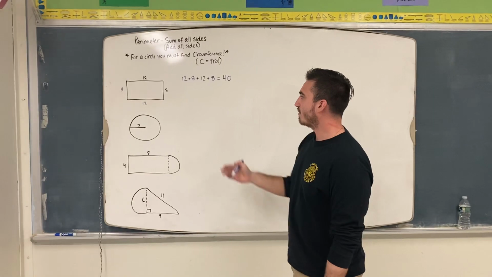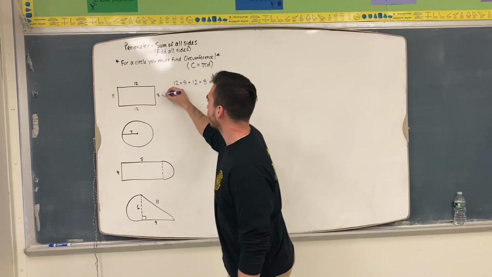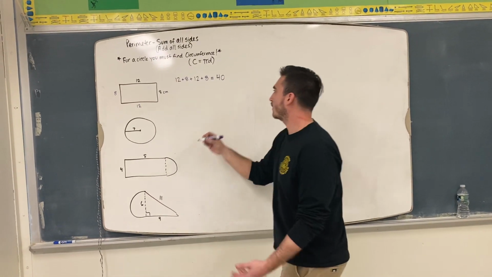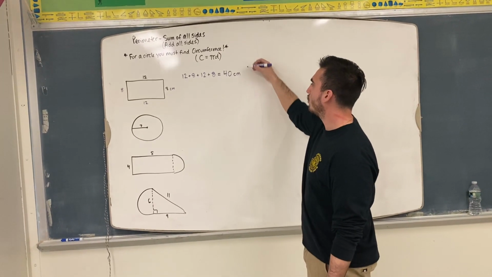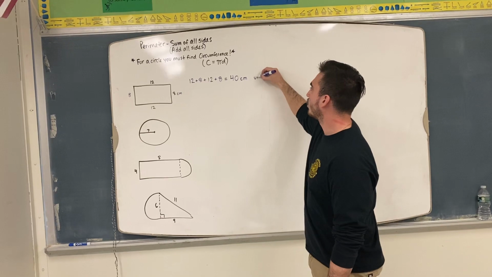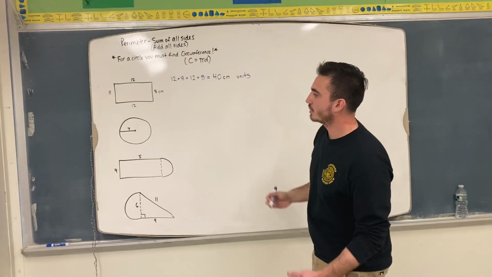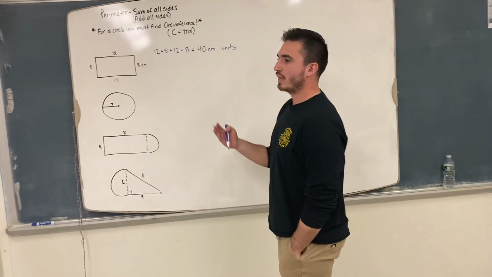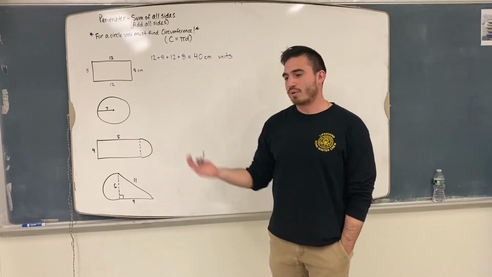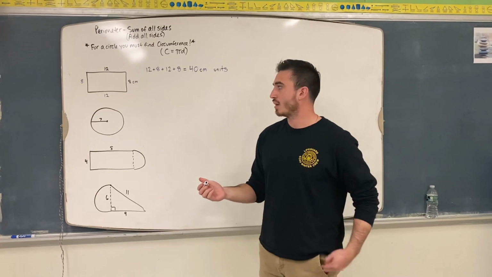So if it did have units, if they told us this was centimeters, or feet, you would then just add your units. If they do not give you anything, you would just write down 40 units, just to have something down. So that's the same for a square. If they are talking about a rhombus, you just gotta add up all the sides. That is how you find the perimeter.